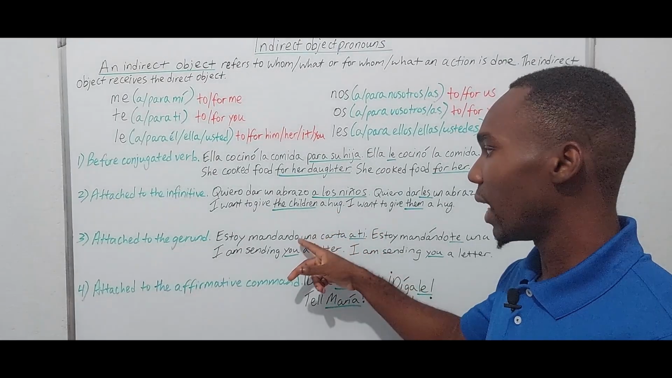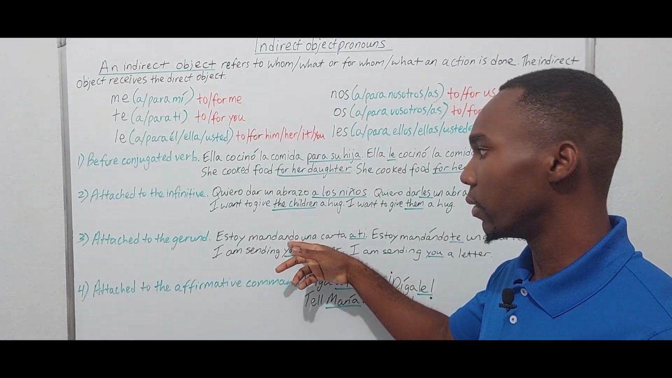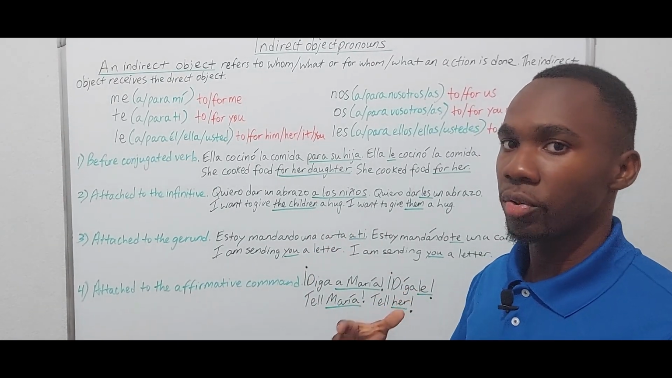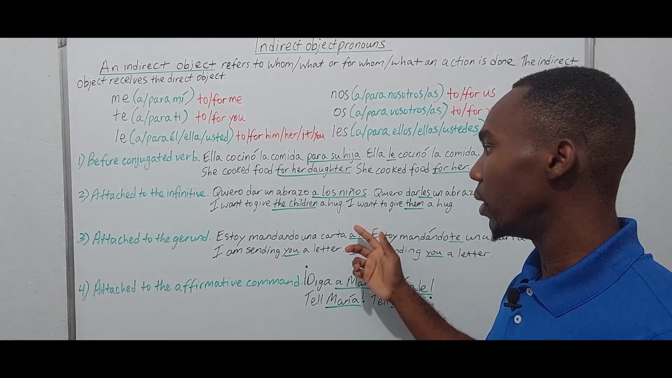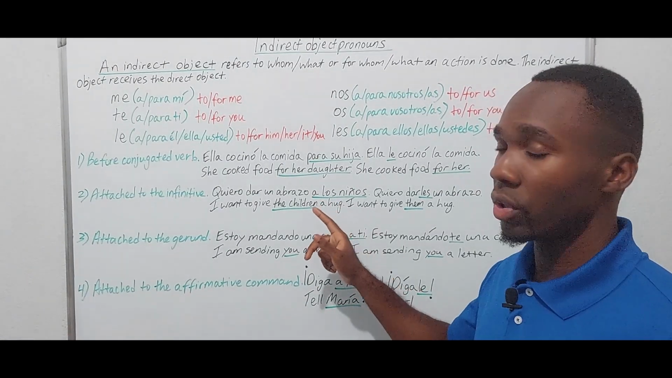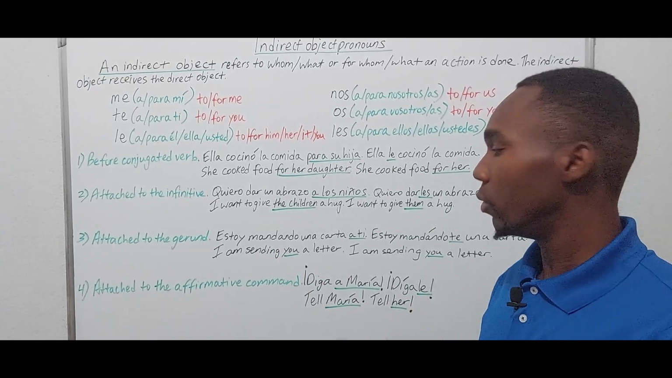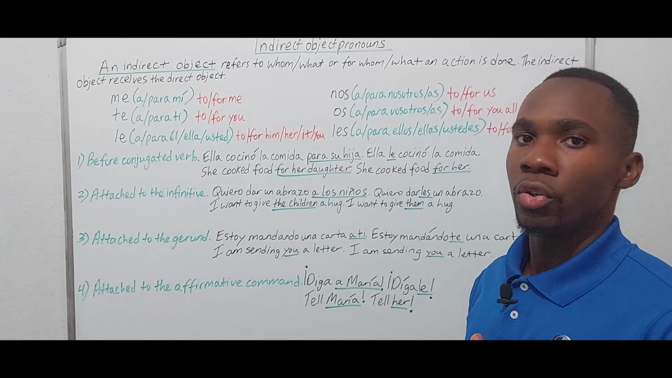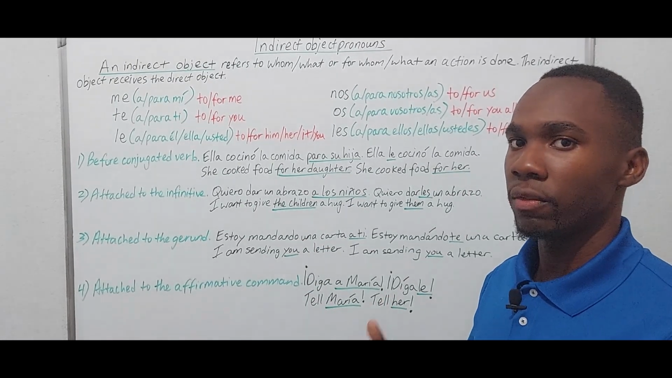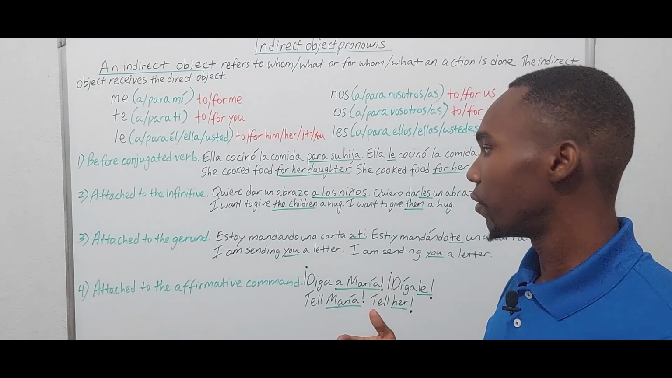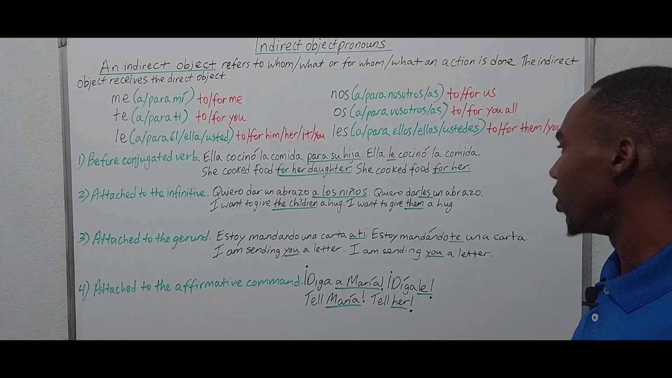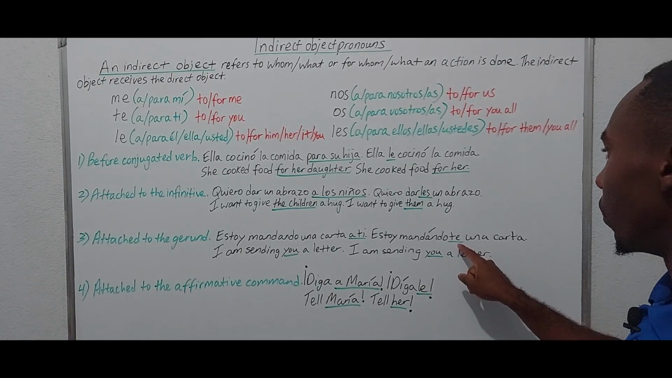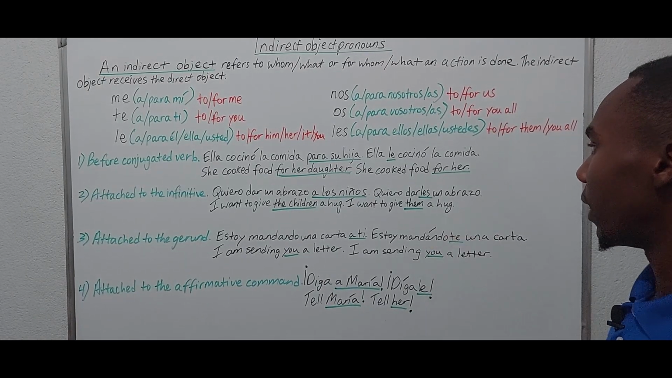So in this case, we attached it to the gerund. And as you know, the gerund will be the continuous form, right? So just like the direct object pronoun, when you attach the indirect object pronoun to the gerund, you have to put an accent on the third vowel from the end, right? Therefore, estoy mandándote una carta. Una carta. So we count 1, 2, 3, accent.